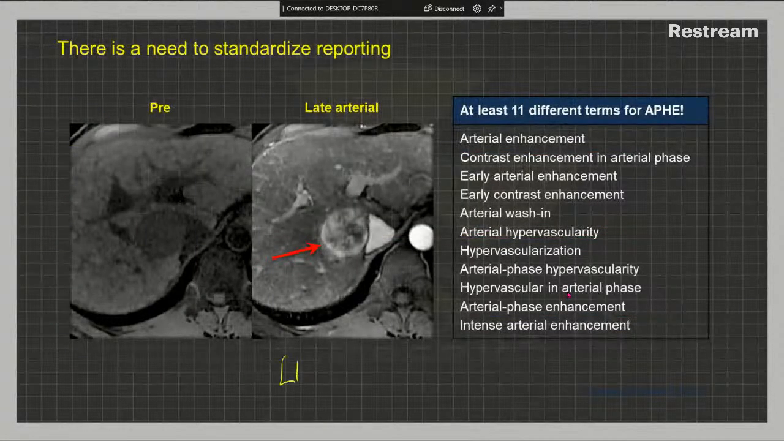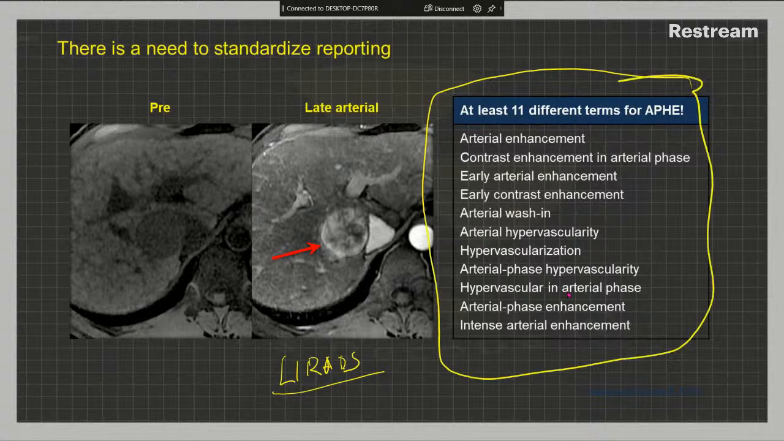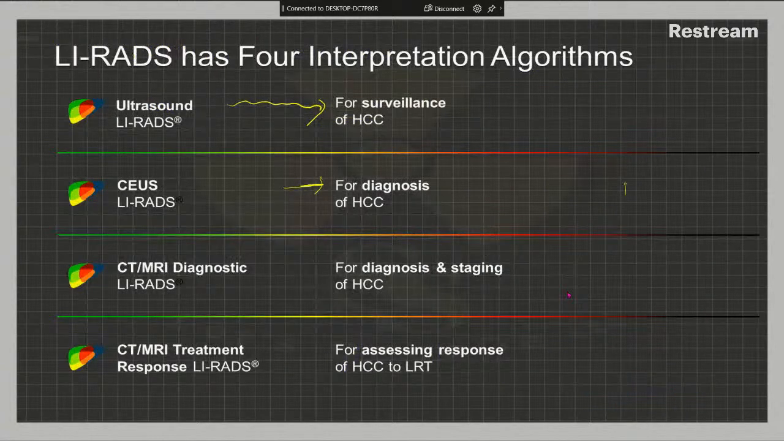Now coming to LI-RADS specifically. From now onwards, I will discuss LI-RADS. Now see, there is a need to standardize the reporting for hepatocellular carcinoma. That's why LI-RADS.